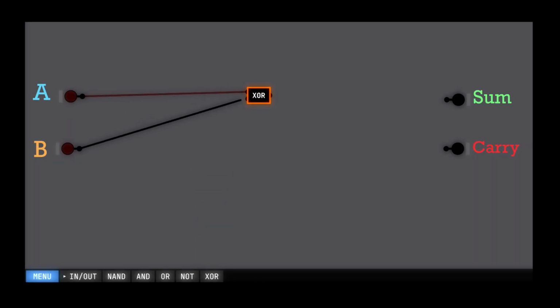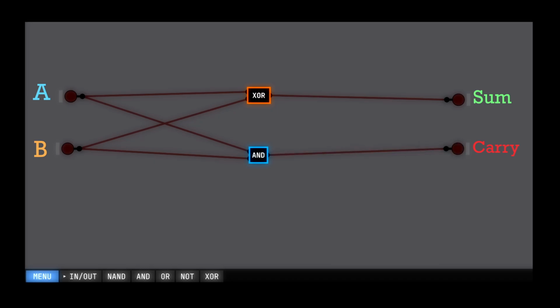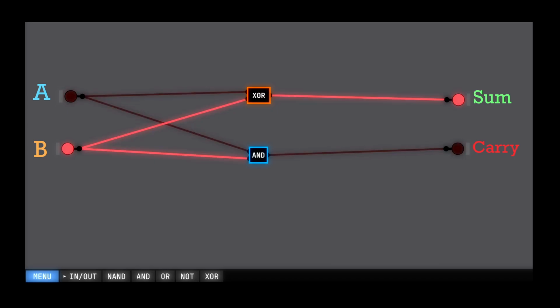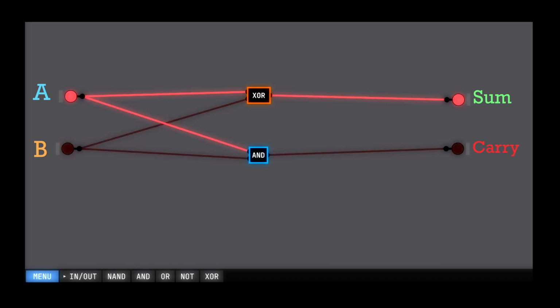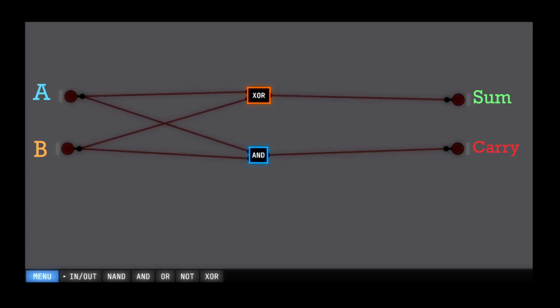So a half adder is simply one XOR gate for the sum and one AND gate for the carry. That's it. Now, you might be asking, why is it called a half adder? Well, that's because it can only handle 2 inputs. It has no way to accept a carry coming in from a previous column.